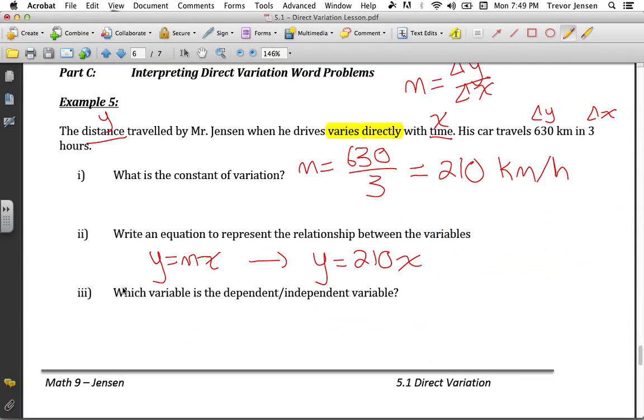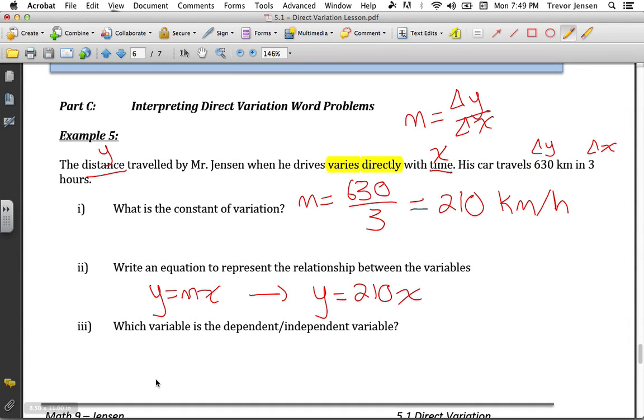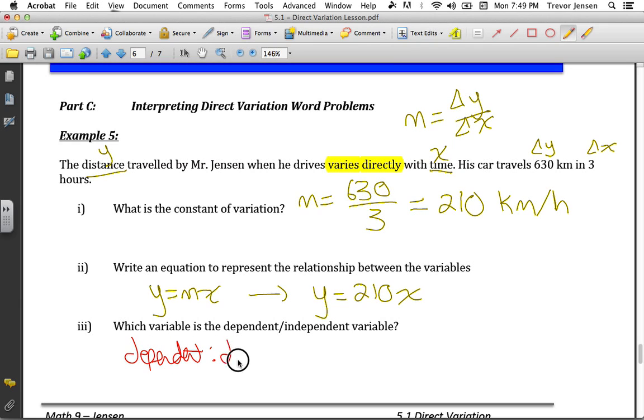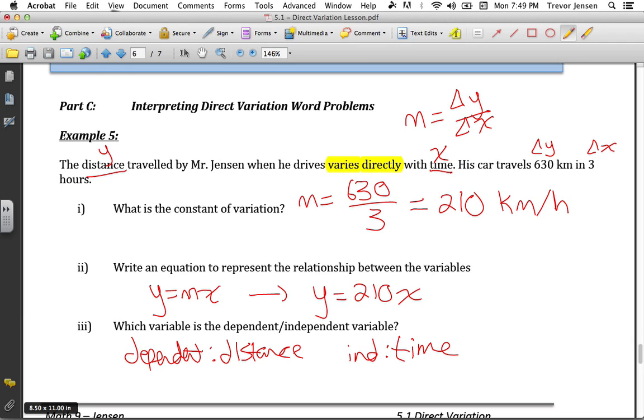Which variable is dependent? Which one's independent? Well, we already discussed that. Our dependent was distance, and my independent was time. Distance traveled depends upon the time.